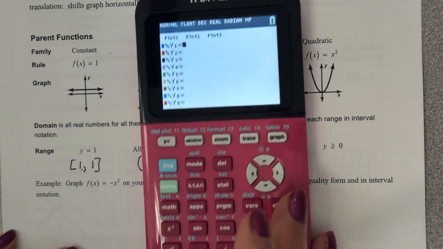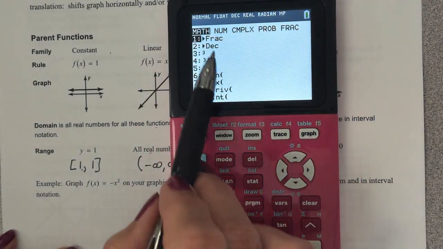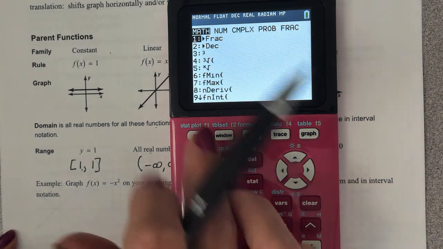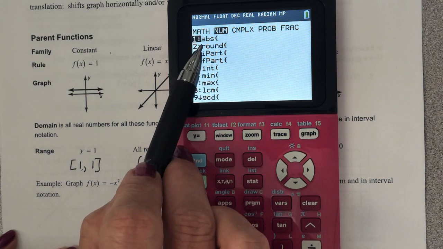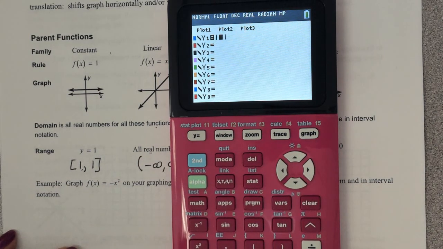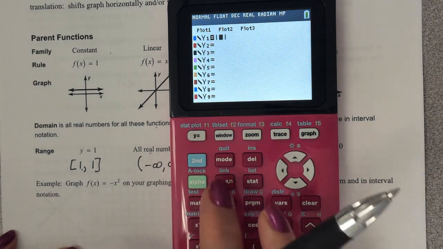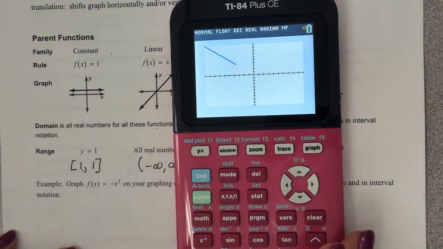Absolute value function. Let me show you how to put that in your calculator. So for this one, it's a little weird. You're going to have to go to math, and then you're going to see fraction. And you don't want fraction. You want to go over here to num and get to ABS. ABS is absolute value. I'm going to push enter, and then I get my absolute value bars, x. And again, zoom 6 to graph it.